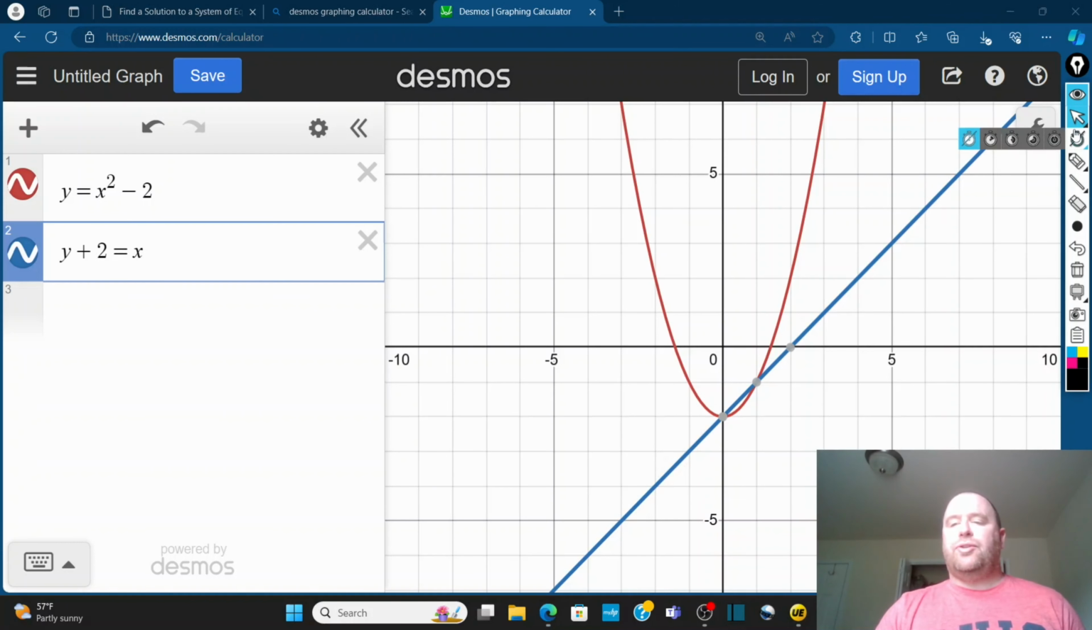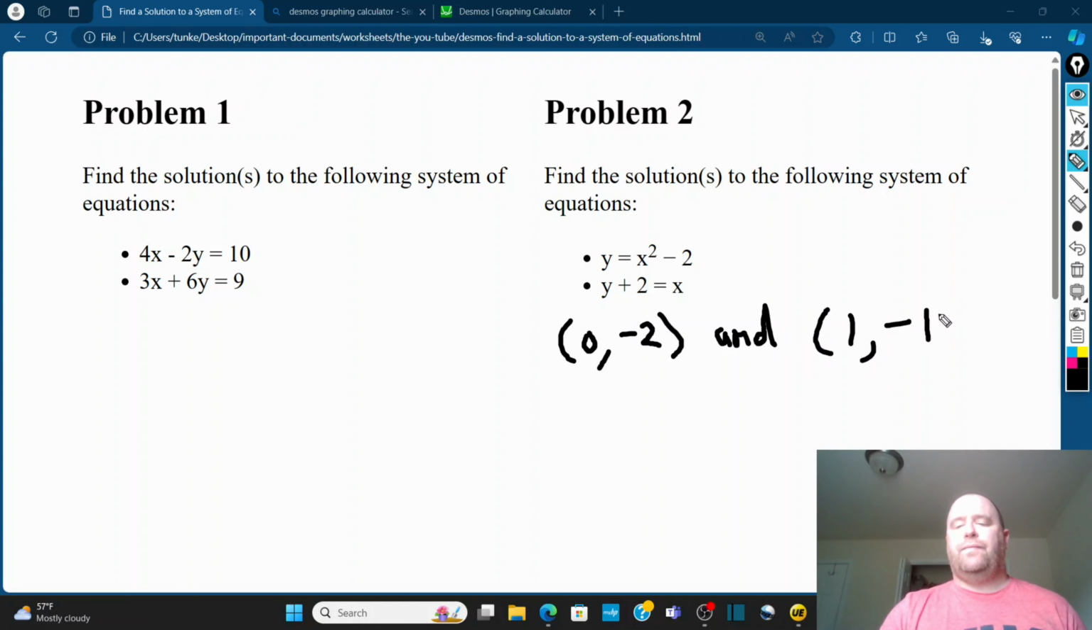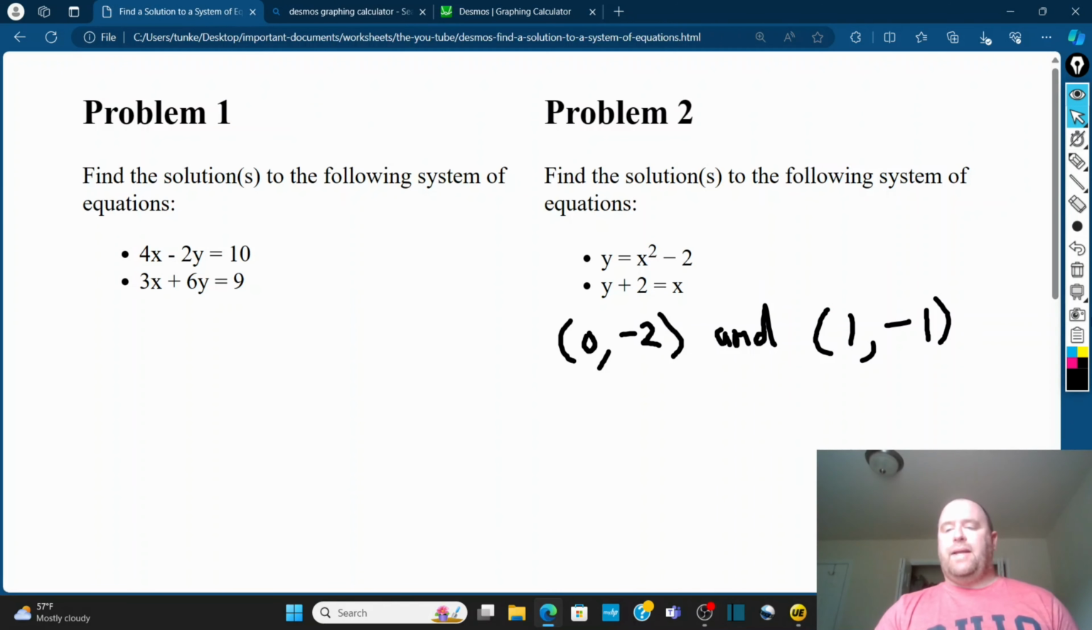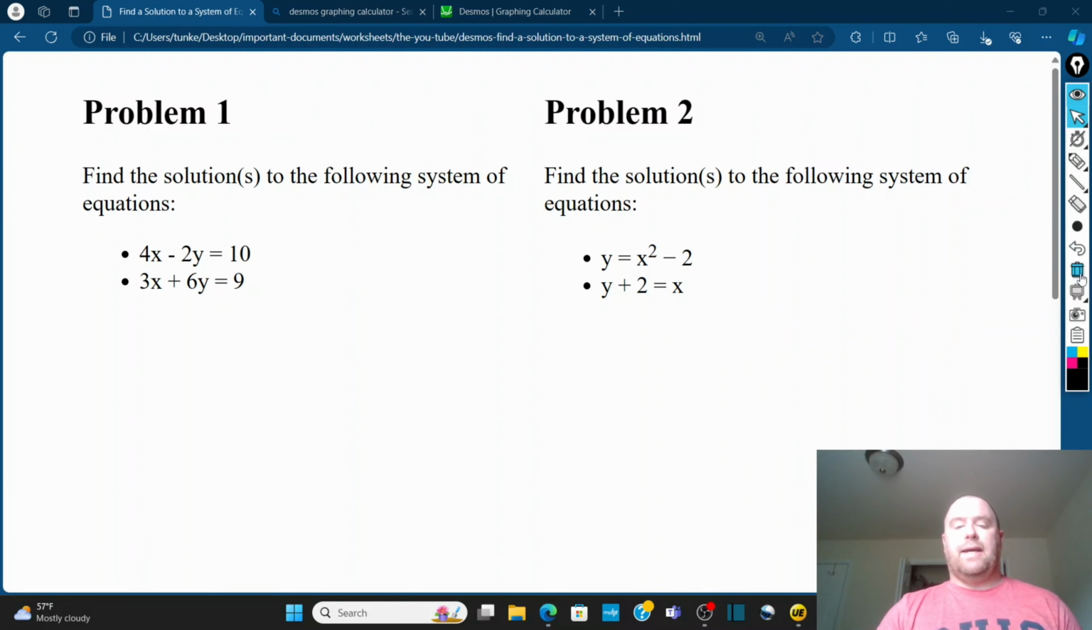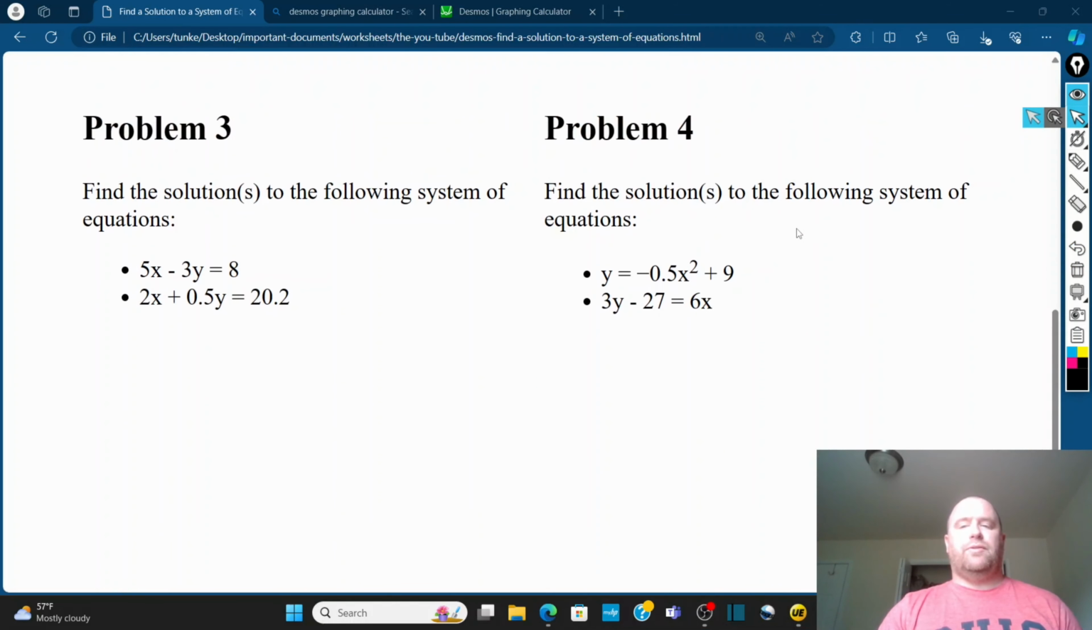So let's write our solutions. So we have 0, negative 2, and 1, negative 1. Okay, let's just check again. Go here, 1, negative 1. You can just hover over the point, and it will give you the coordinate. Okay, cool. That's the first two. Let's delete that. Try problems 3 and 4 on Desmos on your own, so you can get used to using the calculator.